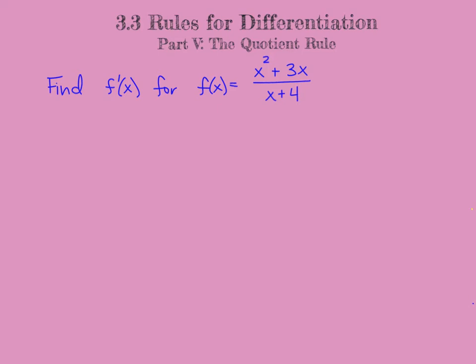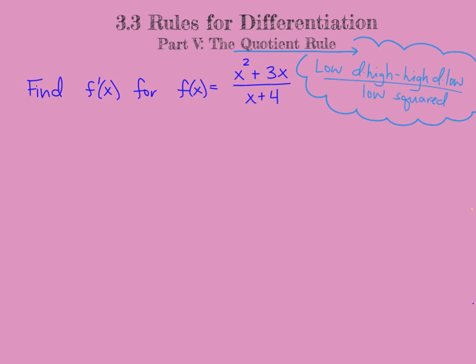This one is a great problem using the quotient rule that also uses a ton of algebra. So here, what I'm going to do first is identify, I love the fun way of doing this, so we're going to do the low d high minus high d low over low squared method in this example as well. Let's get right to the point. F prime, we have to use the quotient rule. So low d high, low is our denominator.